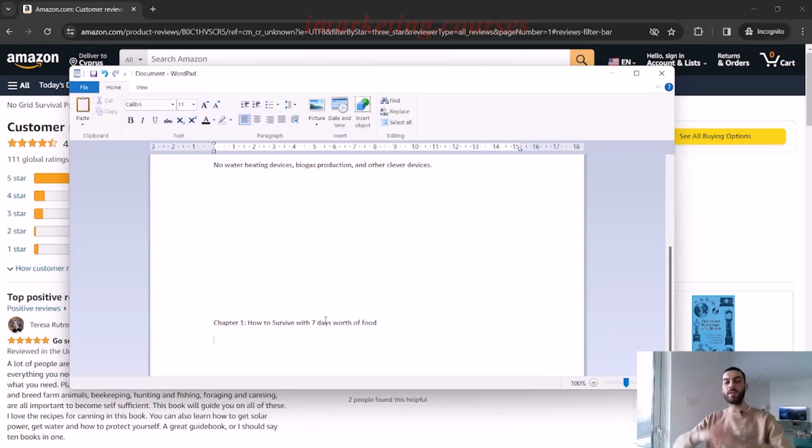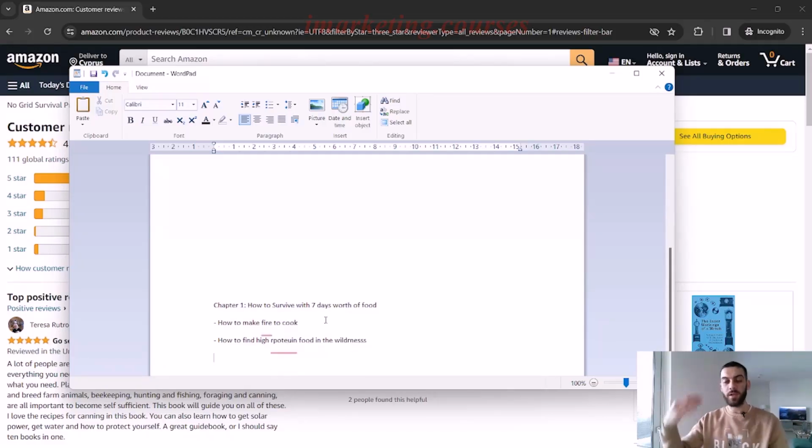And the whole chapter can basically be about the food and finding resources to eat and how to make fires to cook and things like that. I don't know what they're going to talk about, but maybe I want to talk about how to make fire to cook, how to find high protein food in the wilderness. And I want to list out all the things that I want to talk about related to that chapter.